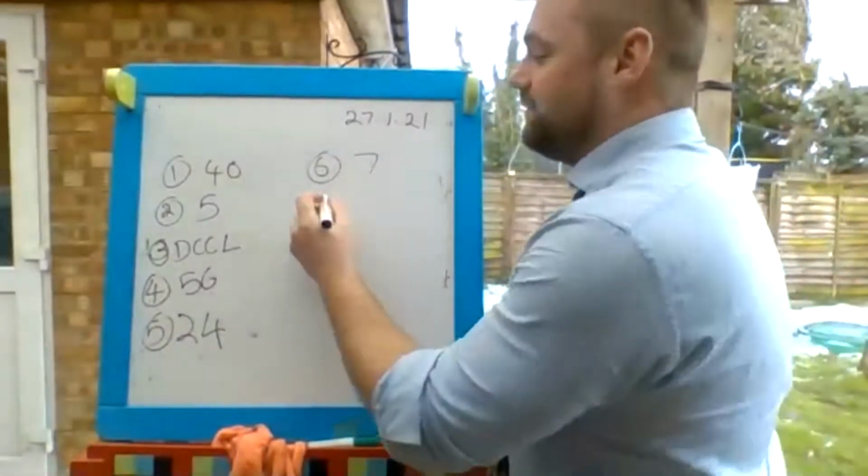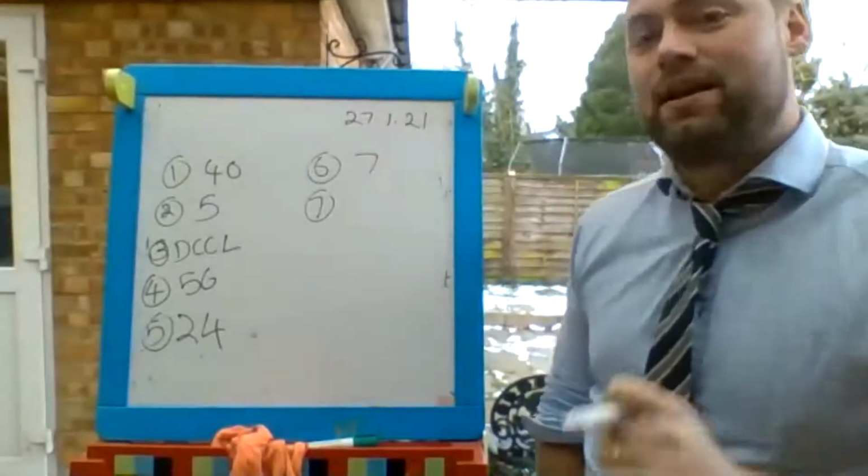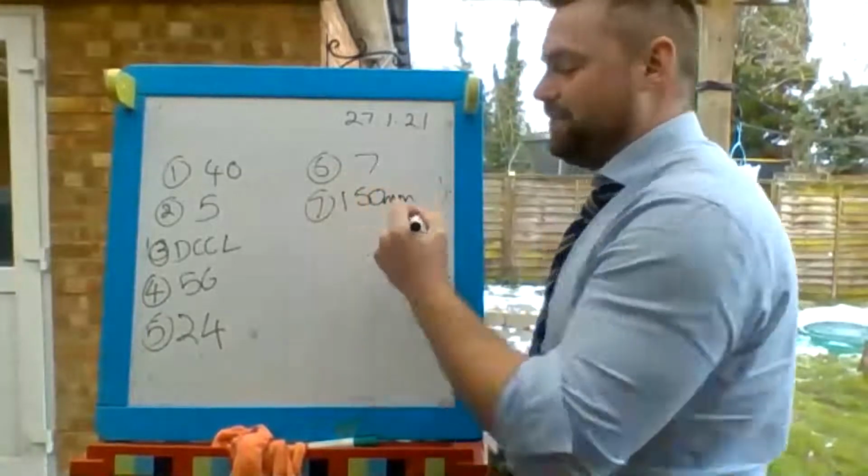What is 15 centimeters in millimeters? There are 10 millimeters to every centimeter, so we times this number by 10. So our answer is 150 millimeters.